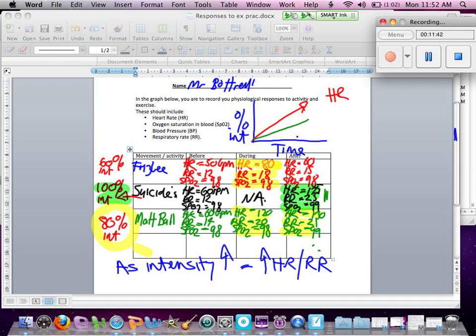The green one would go up at the same rate in a similar pattern, and the green one could be respiratory rate. So intensity of activity is linear with heart rate and respiratory rate. Here endeth the lesson. Hope it makes sense.